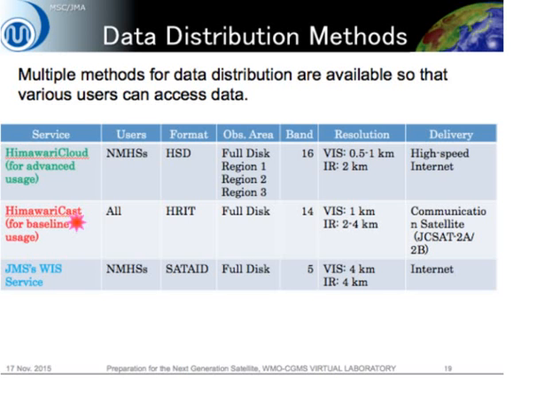In addition to those 2 major services, JMA provides Himawari 8 data through JMA WIS service. And it is characterized by SAT8 format. I'm going to talk about this service and SAT in the later slide.